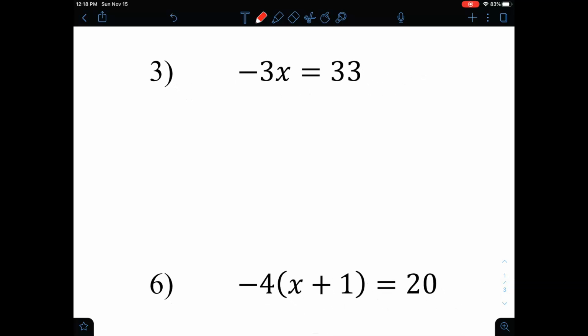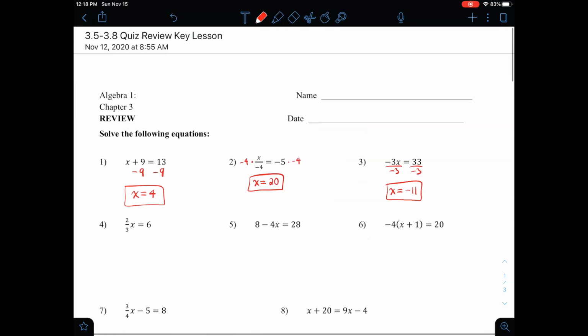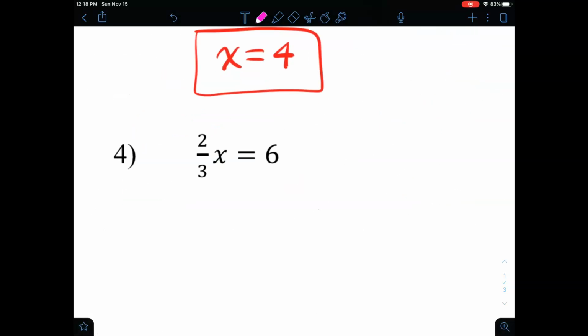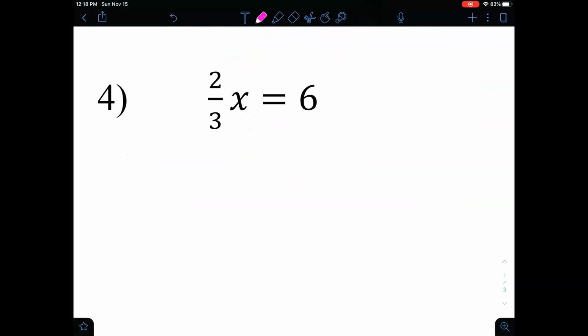All right, moving on. Negative 3x equals 33. When they're smushed together, what operation is that? That's multiplication. How do we undo multiplying by negative 3? We're going to divide by negative 3 on both sides. So x is going to be equal to 33 divided by negative 3 is going to be negative 11. We'll zoom out so you can see all the answers. All right, we're going to get harder as we go here. Let's keep moving along here.